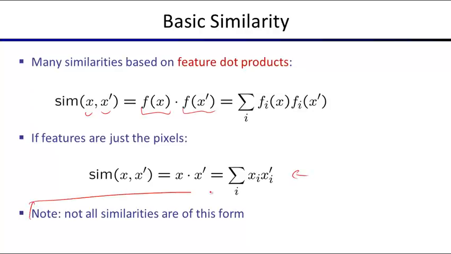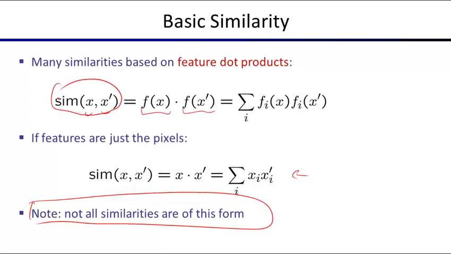But one thing to keep in mind is that they don't have to all be of this form. And in principle, you don't have to work in feature space. A nice property of working with these similarities is that you could define any function, sim of x and x prime, a similarity function that takes in 2 data points and outputs a number that reflects how similar they are. So you don't have to go through feature space if you don't want to.